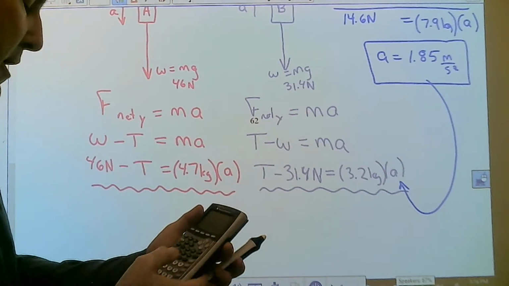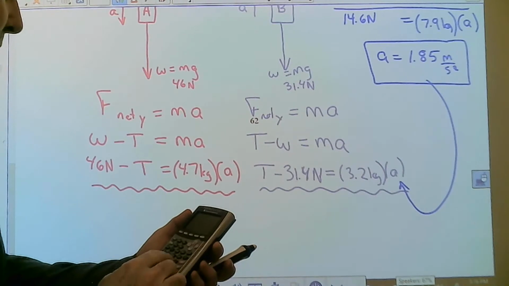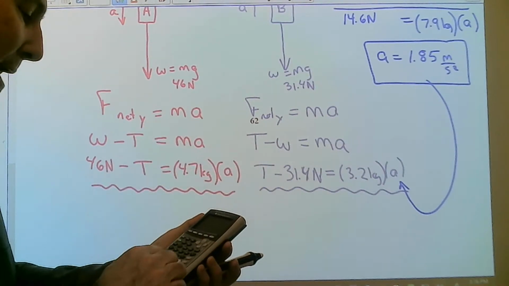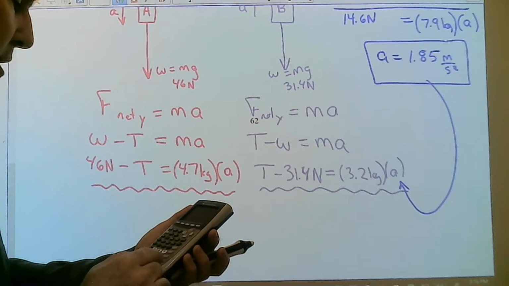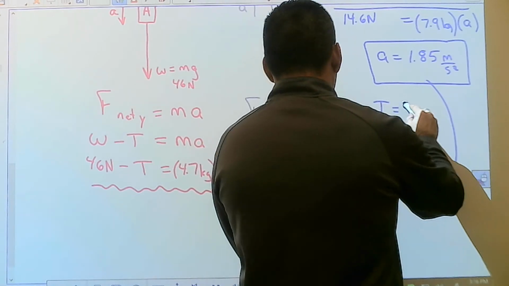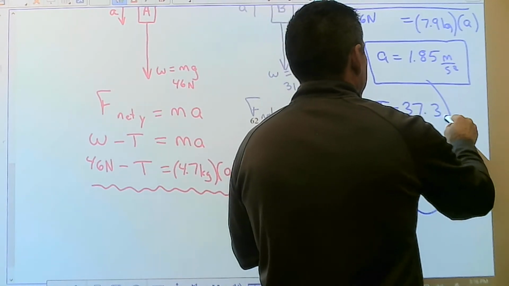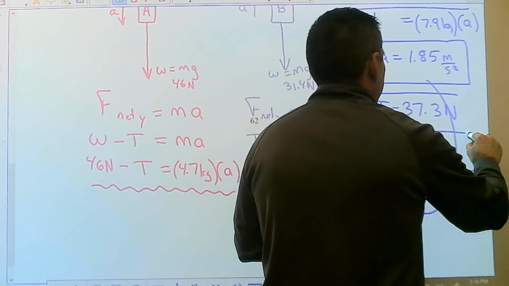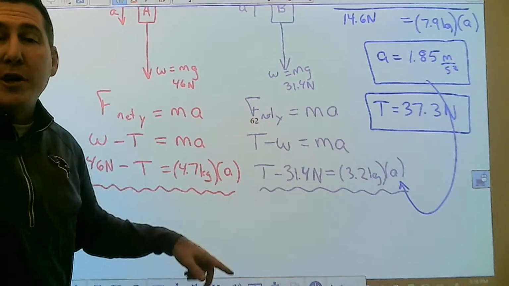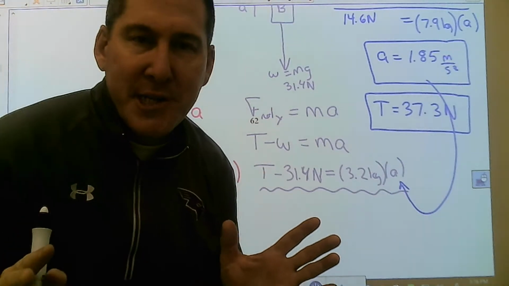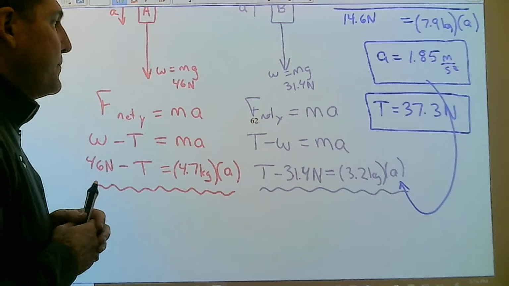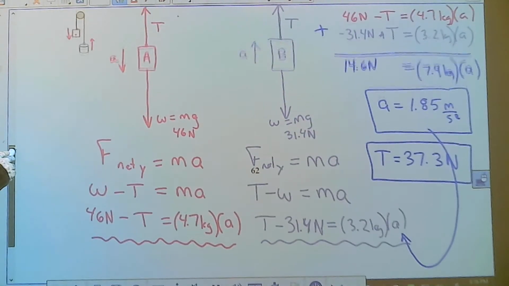So I've got 1.85 times 3.2, and I'm going to add 31.4 from the other side, and I get a tension of 37.3 newtons. And I promise you, if you stick it into this equation, you'll get the same tension. Might be a couple decimal places off because of rounding here or there, but you're going to get the same tension. That's an Atwood machine problem.